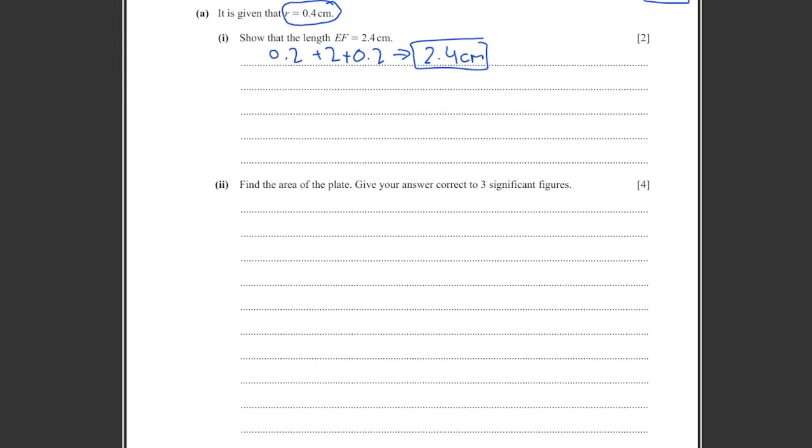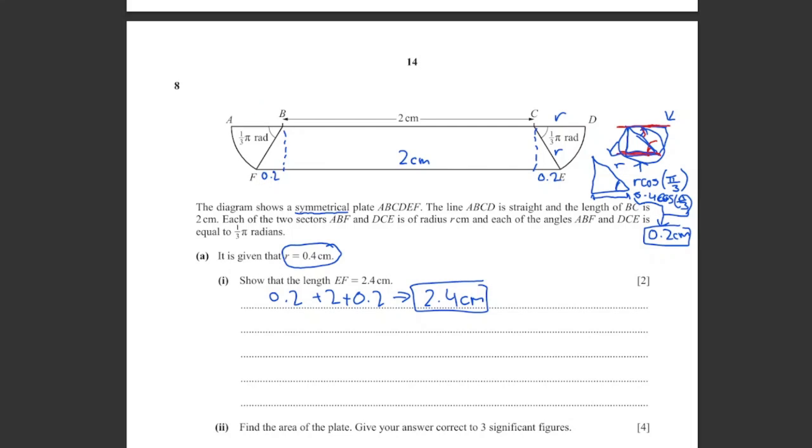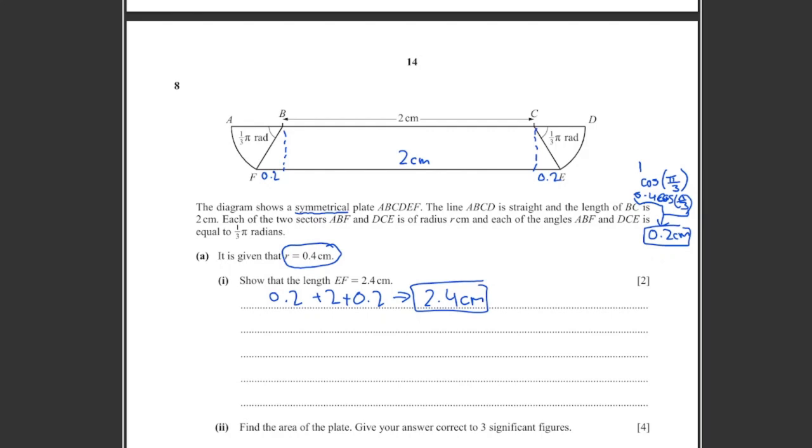Now you go on to part number 2, and it says find the area of the plate. Give your answer correct to 3 significant figures. Now, what we do is we go to our plate up there. I'm just going to erase some of this stuff. We're going to go to our plate and see, what we're trying to do is add all of these areas up. So we have two sectors, this guy, and then we have a trapezium in the middle. So we're trying to add the area of the two sectors and this trapezium. So let's do that.